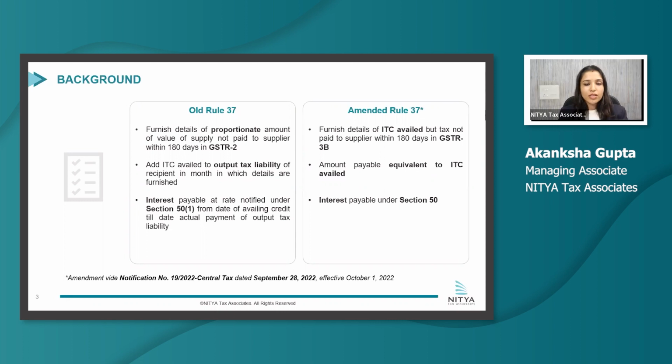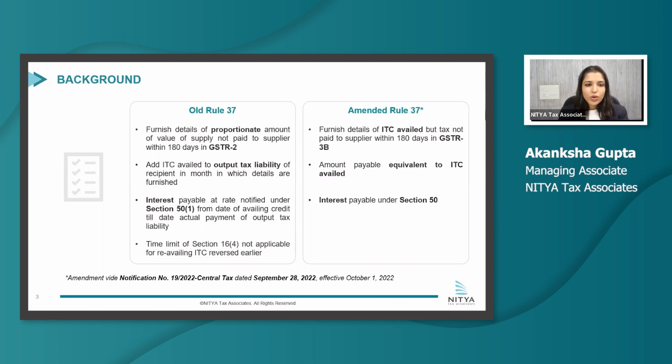Secondly, in the old Rule 37, there was a period prescribed during which this interest will be levied. That was from the date on which the credit has been availed till the actual date of payment. However, post-amendment, this period is silent in the amended Rule 37, and it only says that interest has to be paid under Section 50. So it will be interesting to understand what impact it will create in future transactions for the taxpayers.